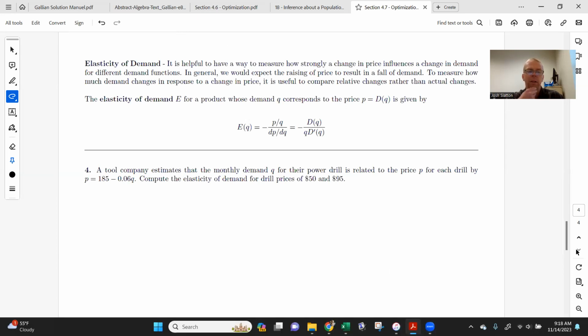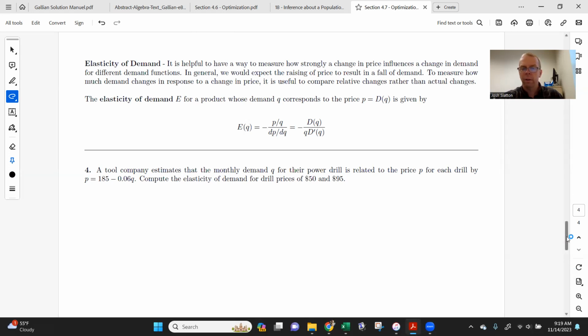All right. So the last one is talking about elasticity of demand. It's helpful to have a way to measure how strongly a change in price influences a change in demand. Price fluctuations are going to affect how much demand there is for a product. Exactly how much depends on the product and the amount of the price change. So for elasticity of demand, we have this formula: price divided by the quantity over the derivative.